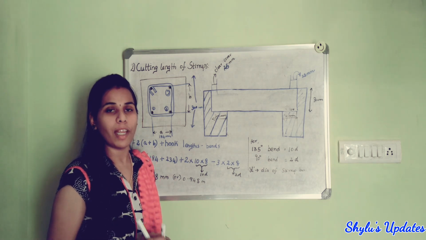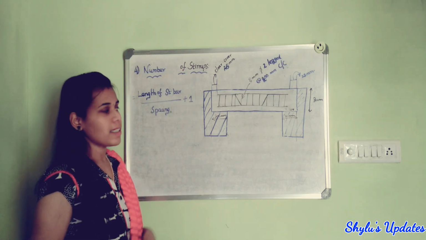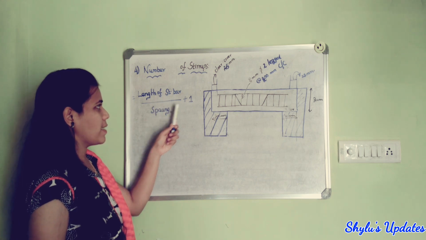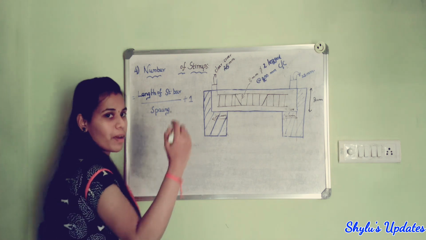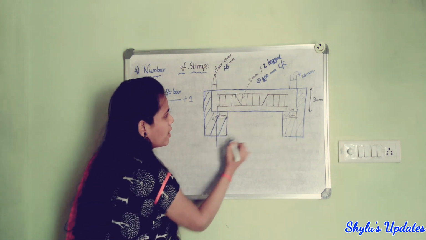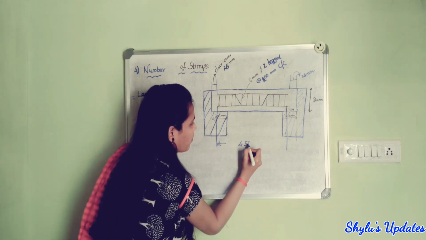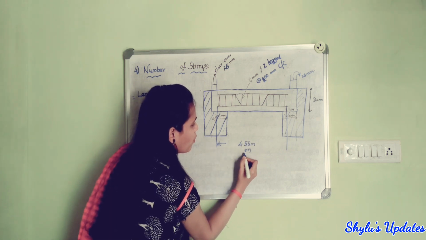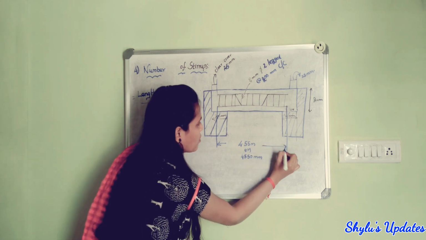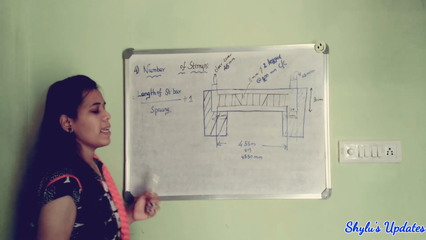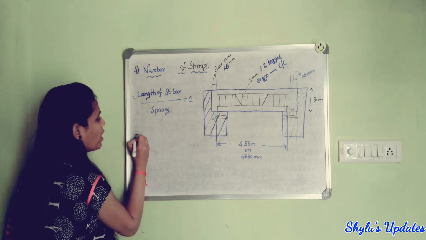Now let us see how to find out the number of stirrups. The formula to find out the number of stirrups is length of straight bar upon spacing plus 1. What is the length of straight bar? Already we have found the value, isn't it? Length of straight bar is 4.55 meter, or 4550 mm. Then spacing of stirrup is 200 mm. So we have to substitute those values here.